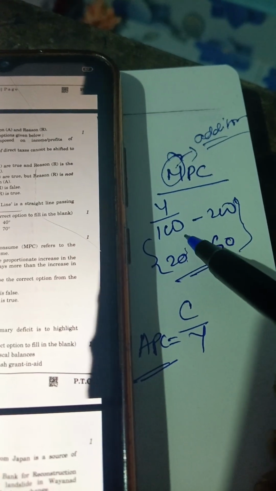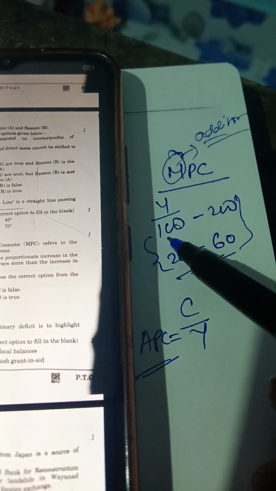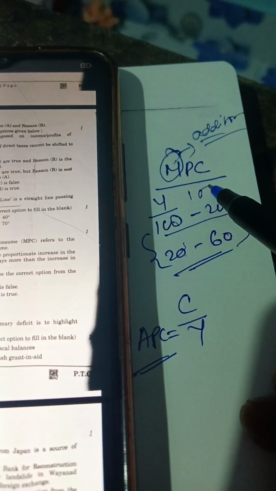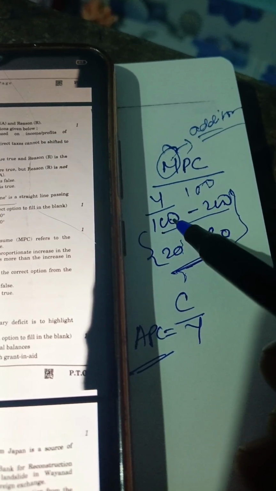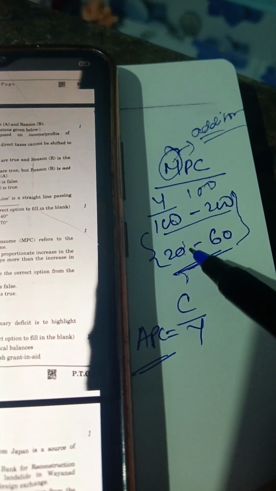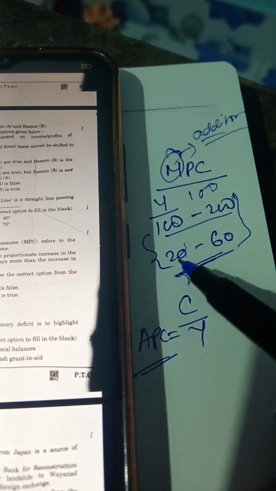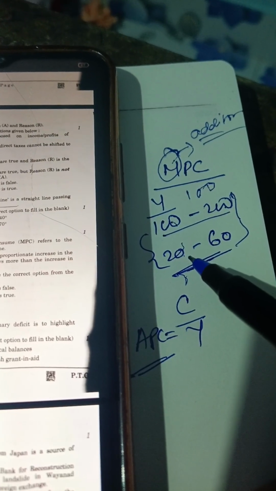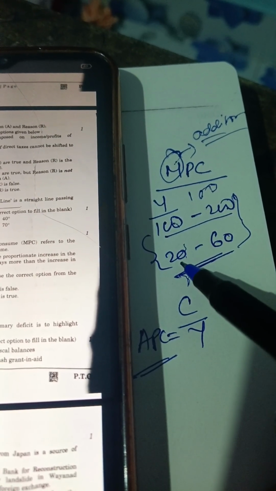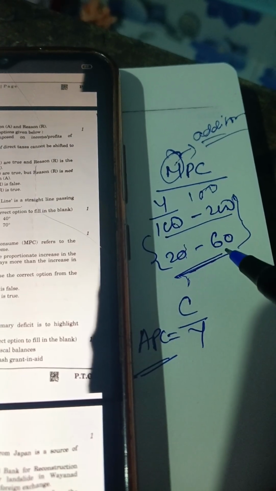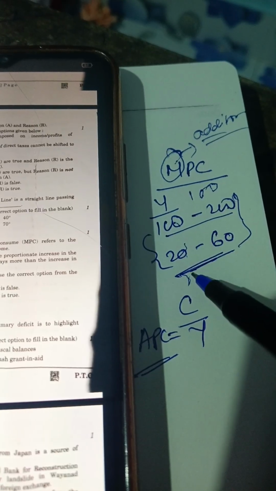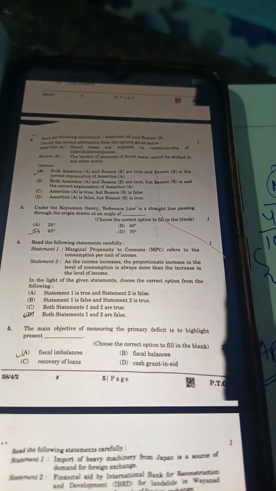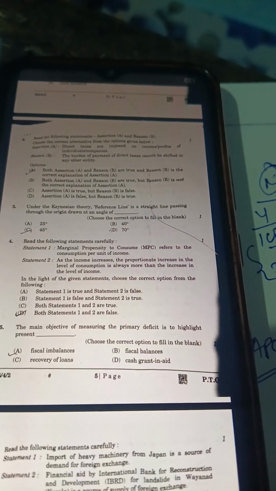You see this example, the income is increasing from 100 to 200. What is the increase in income here? The increase in income is 100 here. But the consumption will not increase in the same manner as income has increased. You cannot expect it to increase in the same ratio. According to Keynes's psychological law of consumption, if income increases, consumption also increases, but not in the same manner. Increase in income will always be greater than increase in consumption. So if you look at the options here, both statements 1 and 2 are false, and that is the answer to question number 4.